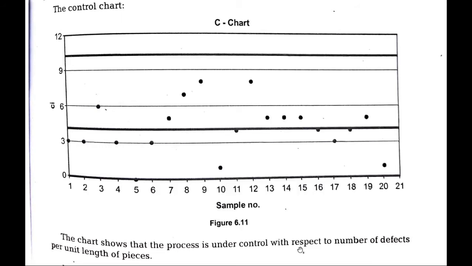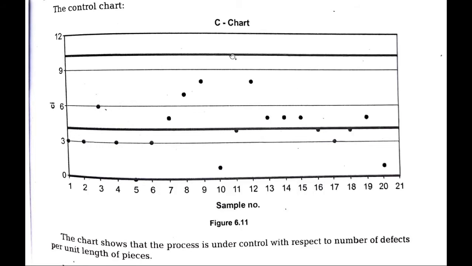So 4.15 plus 3 into 2.0371. First of all we will multiply these two values: 4.15 plus 6.113. So the upper control limit is given as 10.2613. So we will plot the points on the chart.